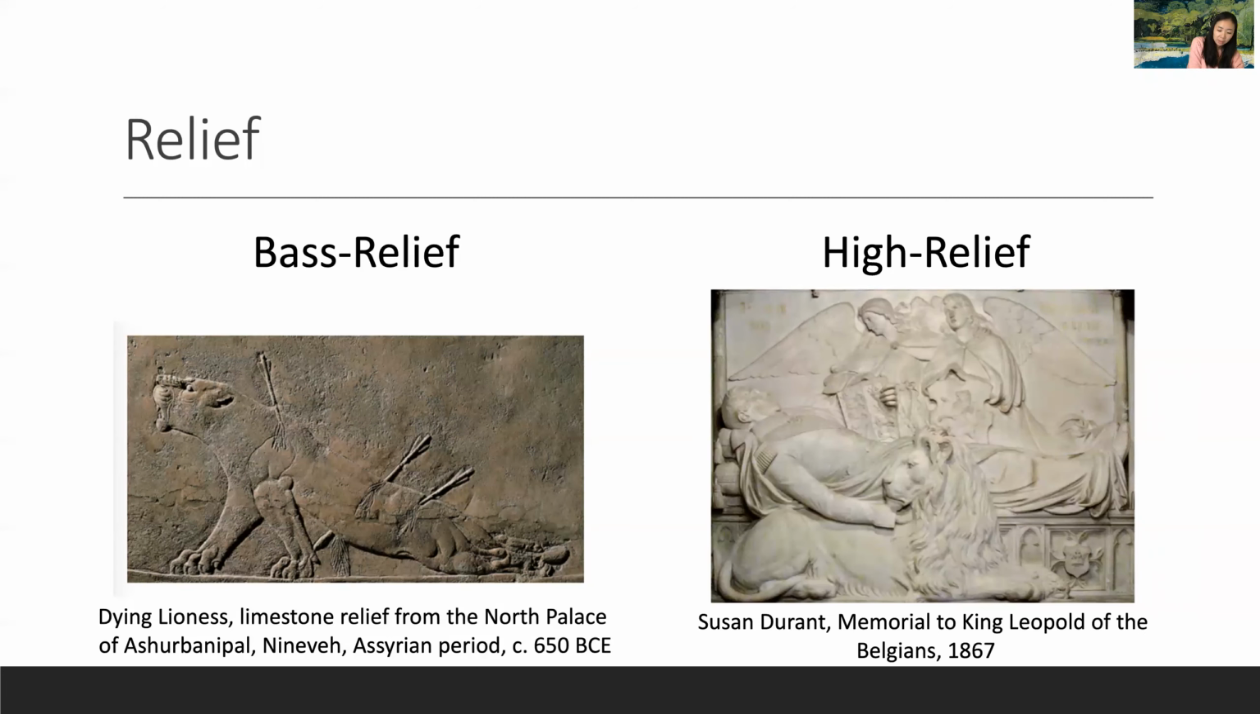In high relief, just like this picture on the right side, the British sculptor Susan Durant chose to incise the surface more deeply for the figures closer to the viewer.